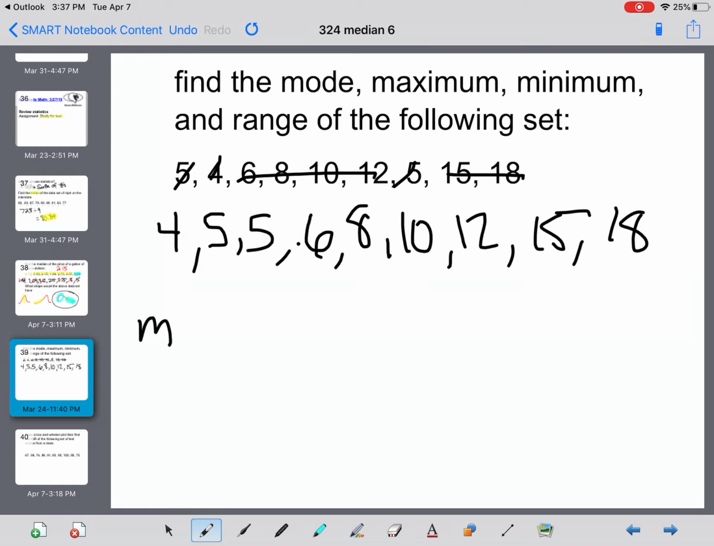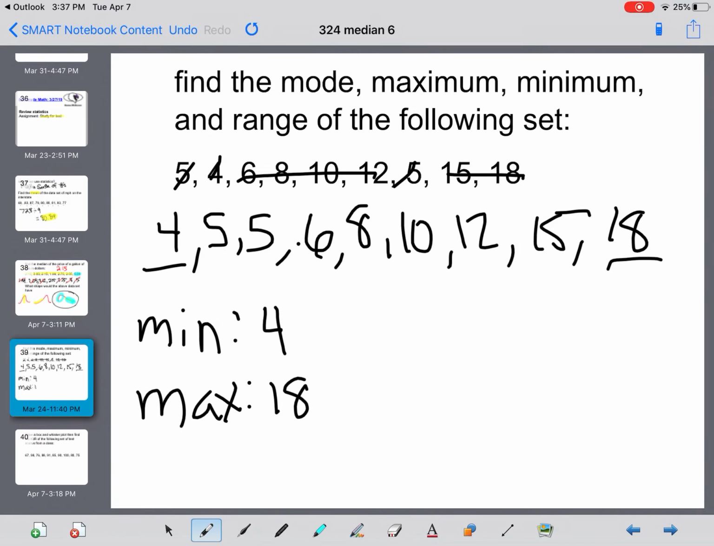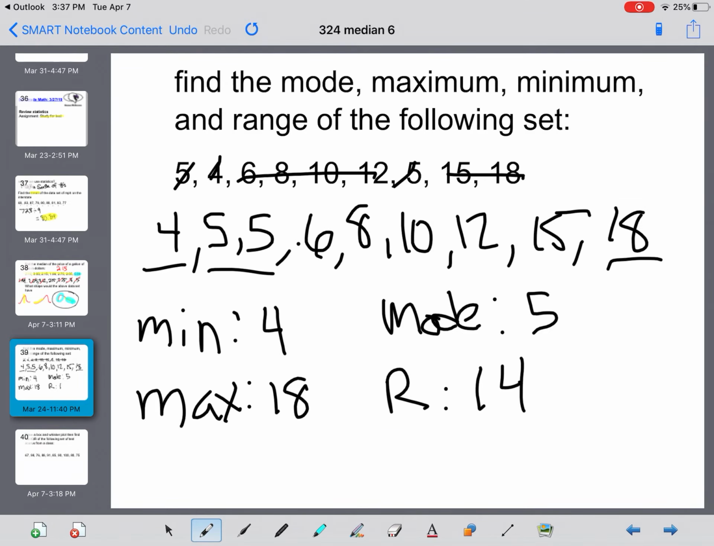Well, the min is just the farthest left number, the smallest number, and we're going to have 4. The maximum is the largest number right here, which would be 18. Let's do the mode here. Mode is the most common number in the set, and I see 2 5s, so we're going to have 5. And then the range is we take the largest number minus the smallest number. So 18 minus 4, we would get 14. Okay.